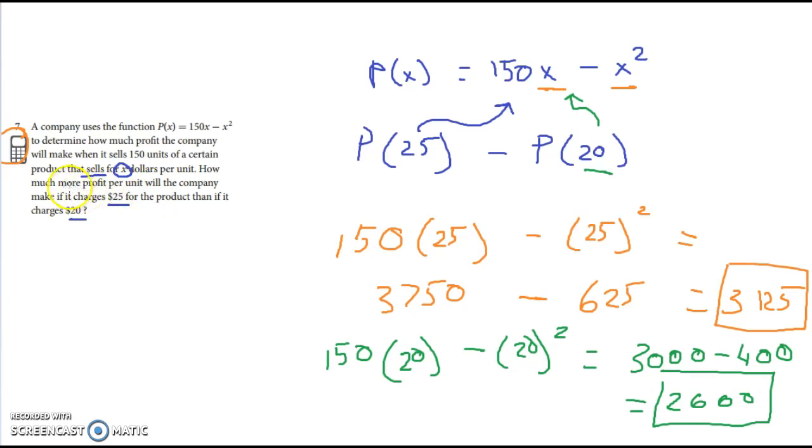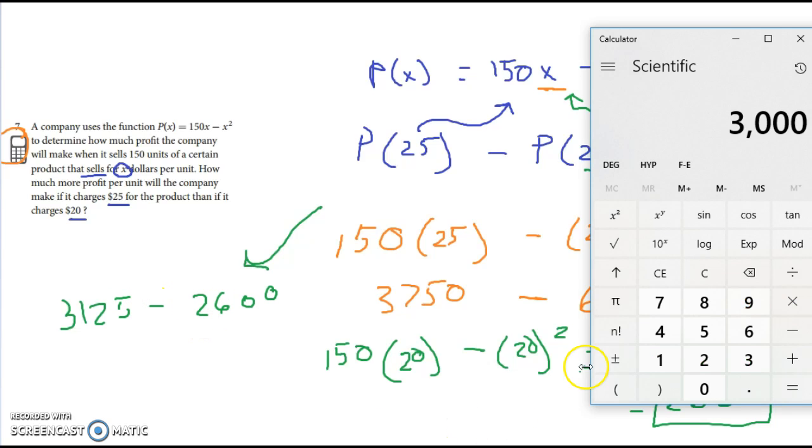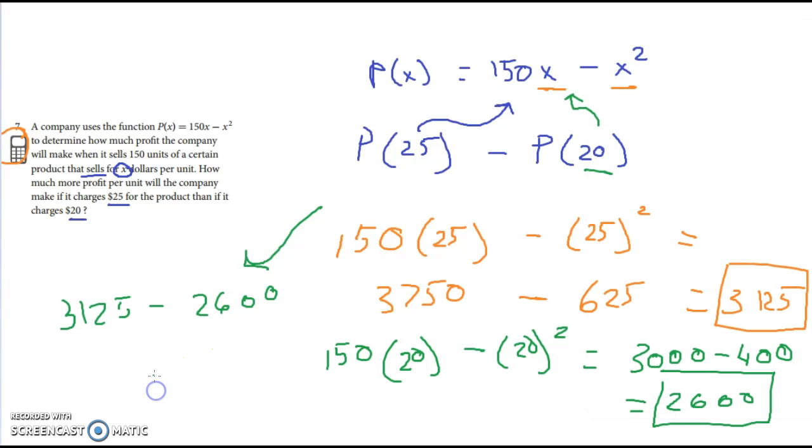but the question was, how much more would we make for 25 versus 20? So we basically just have to subtract them, okay? Let's see what we get there. That would be 3,125 minus 2,600. And again, cheating here, but whatever. 3,125 minus 2,600 is equal to 525. And that would be our answer.